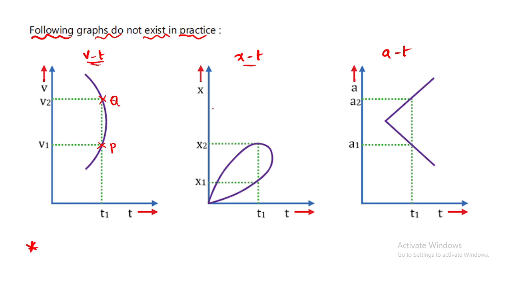Let's see the second one. Second one looks like this, but try to see x1 and x2. At any time, for example, here is point P, here is point Q. At a time, the body would be at two different positions. Right now you are in a lab. Can you be in your class at the same time? No, in reality you cannot be. So this is also not possible.